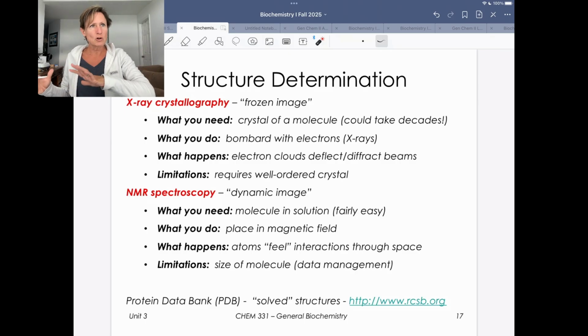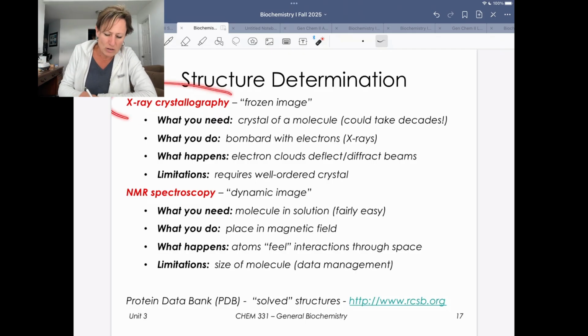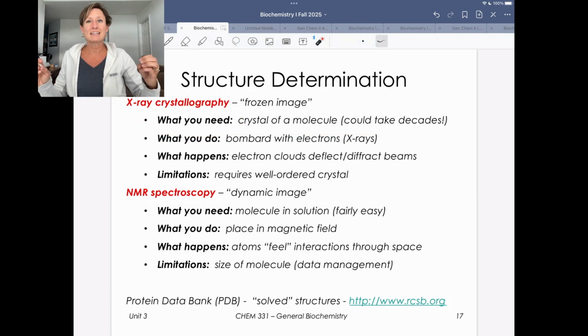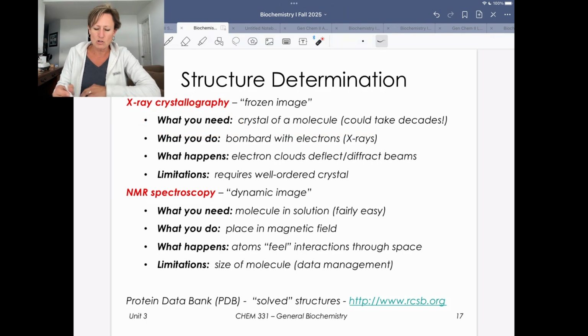And then in lab, we're going to understand some of the new techniques, particularly in Biochem 2 lab. We're going to understand how you can predict structure, how you can model structure, things like that with some new techniques. But fundamentally, X-ray crystallography and X-ray crystal structure determination has been around for a long time, not just for biological molecules, but what you need to have is a crystal of a molecule, right? It could take decades to crystallize a biological molecule, but basically it's a frozen image.